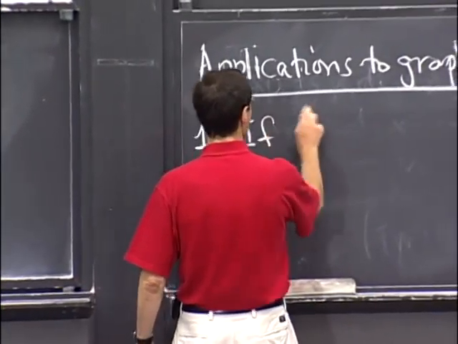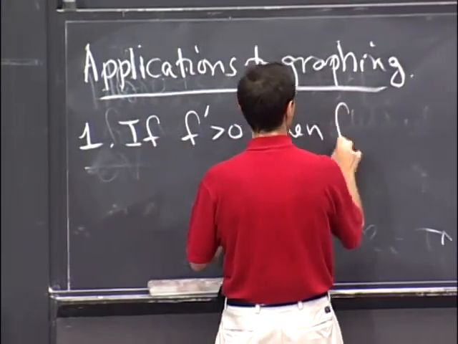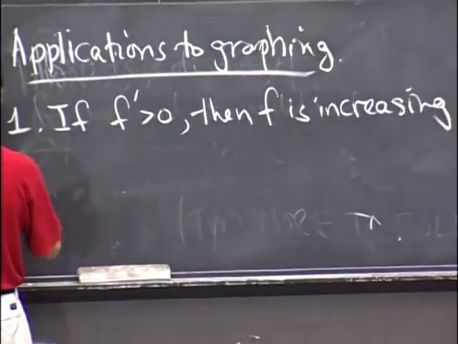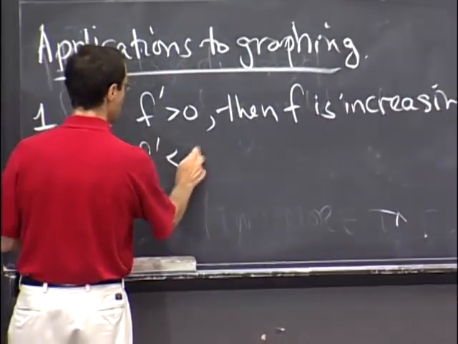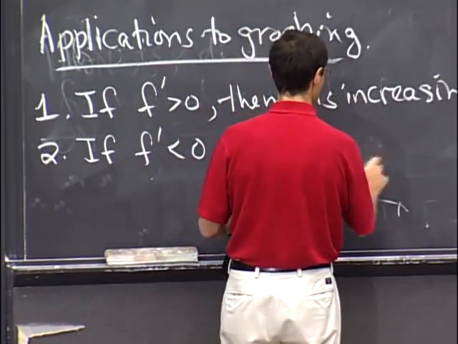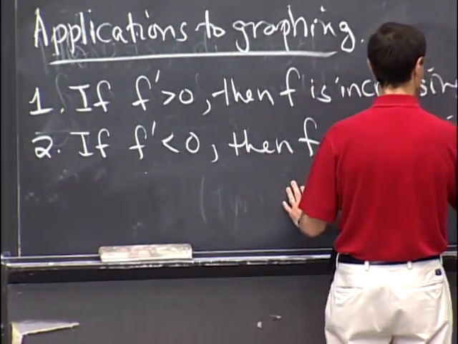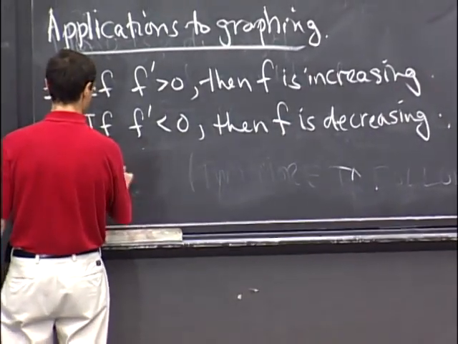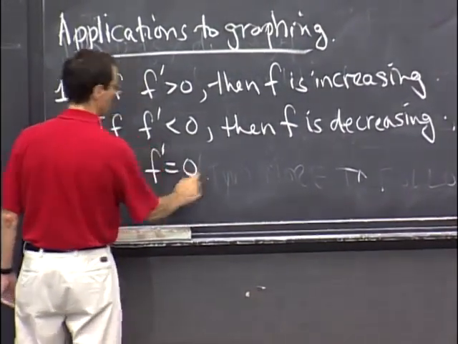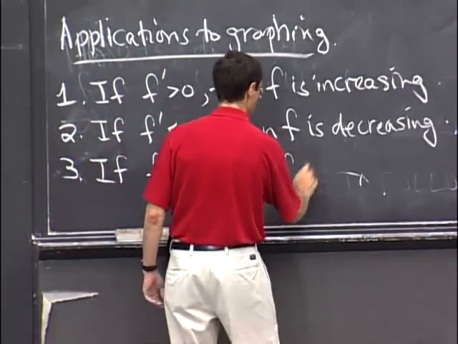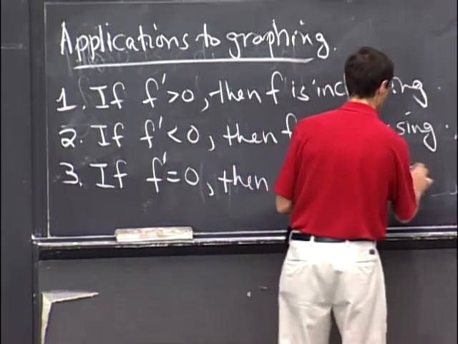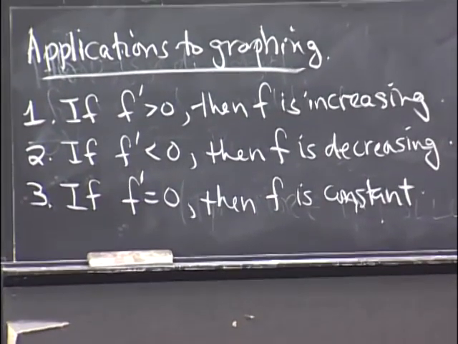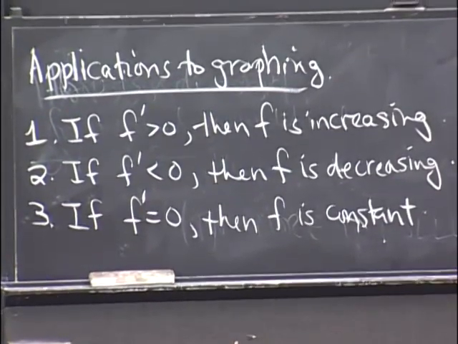So the first one is if f prime is positive, then f is increasing. And the second one is if f prime is negative, then f is decreasing. And the last one seems like the simplest, but even this one alone is the key to everything. If f prime is 0, then f is constant. These are three consequences now of the mean value theorem.